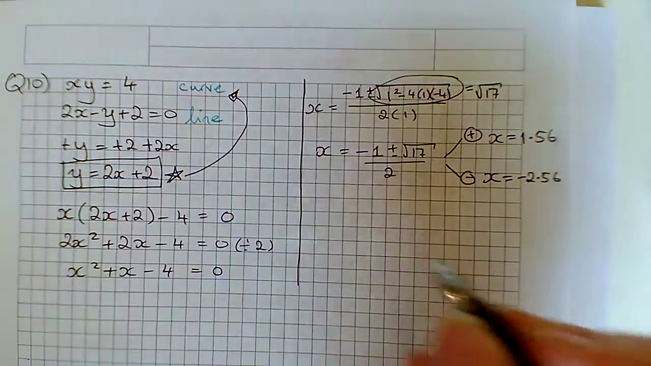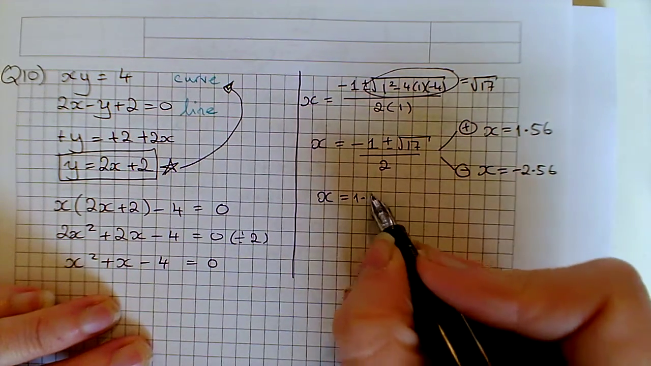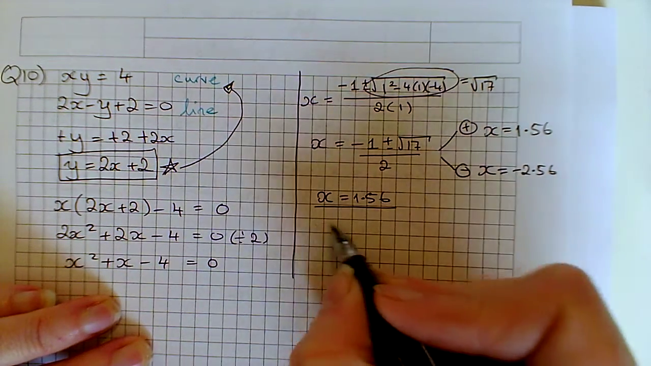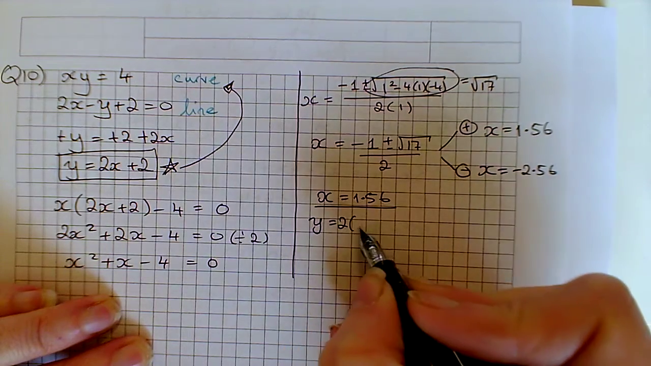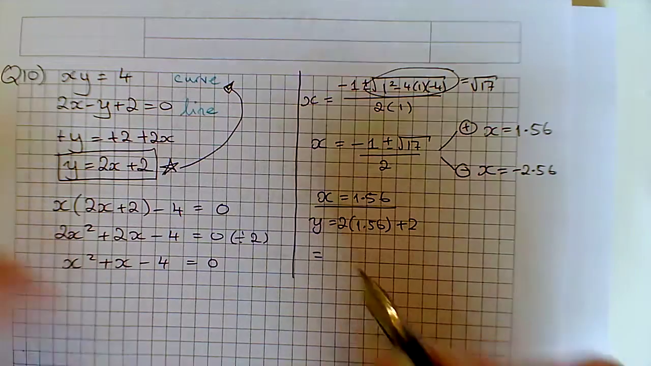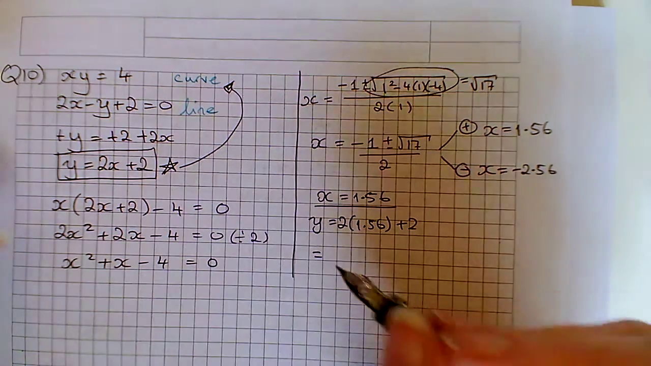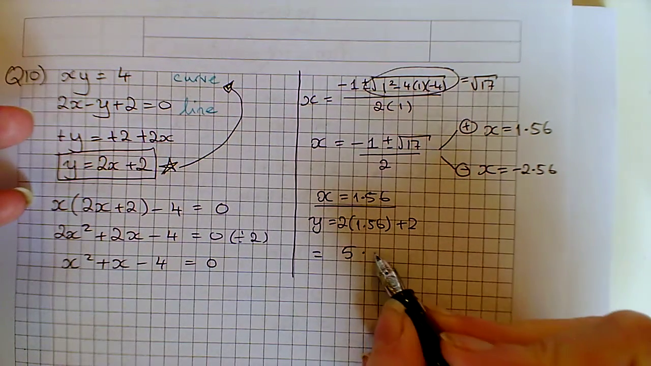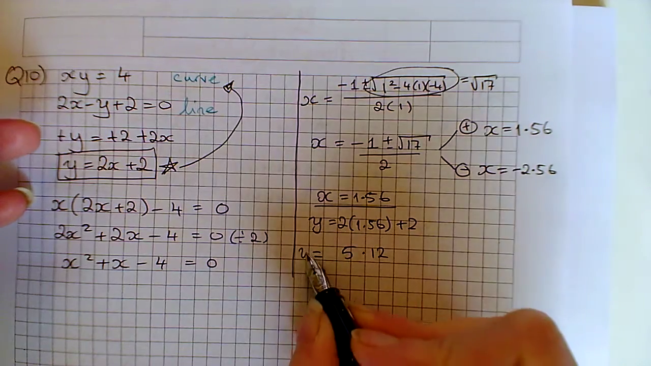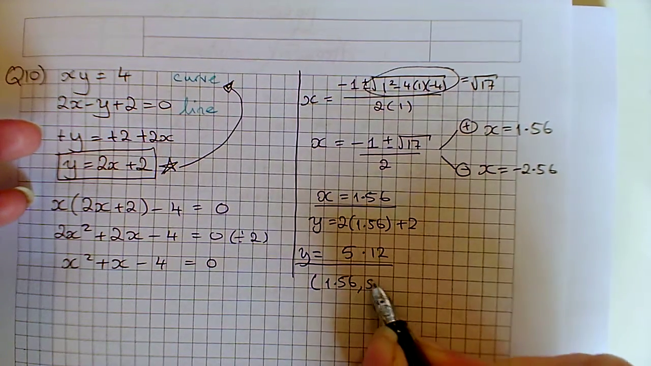It's 2.56. So when x is equal to 1.56, y is equal to 2 times 1.56 plus 2, which is 5.12. So y is equal to 5.12, and we have the point (1.56, 5.12).